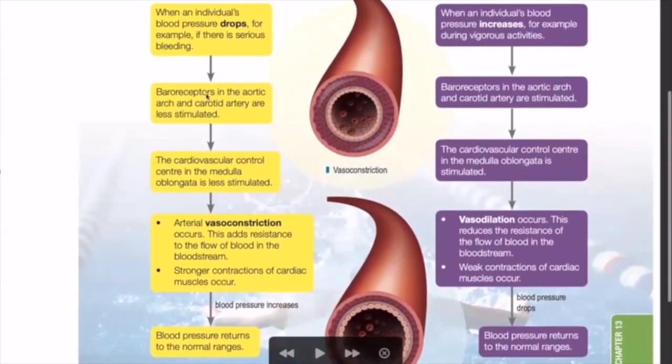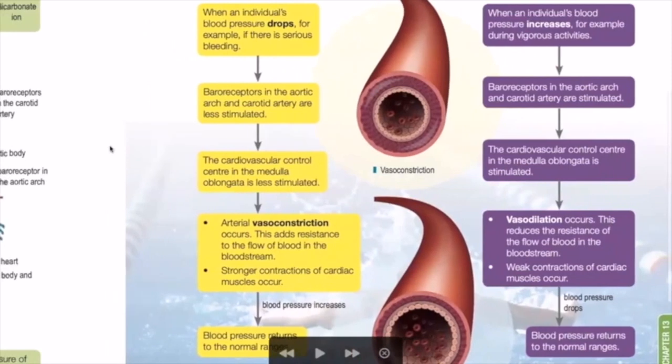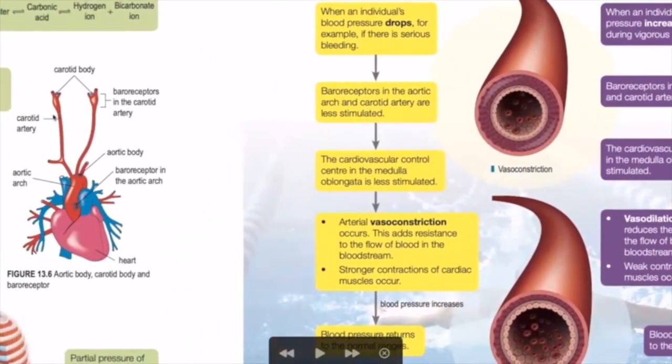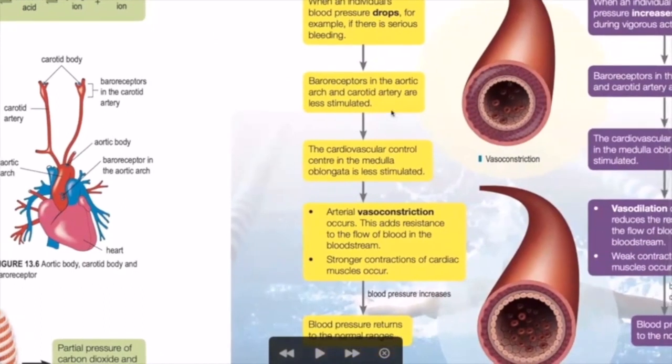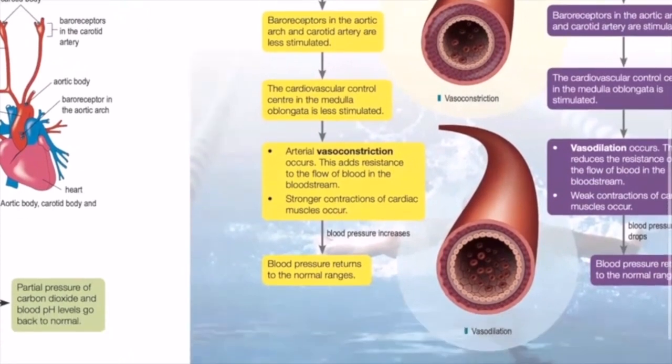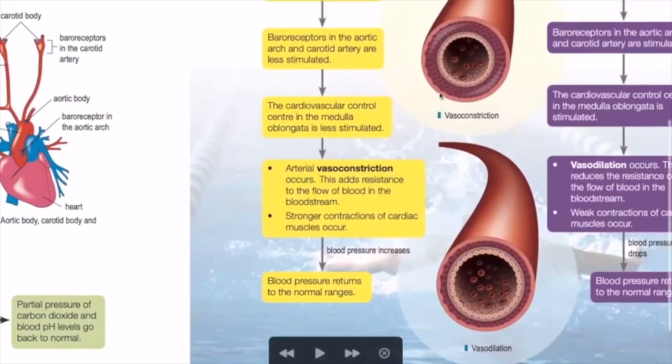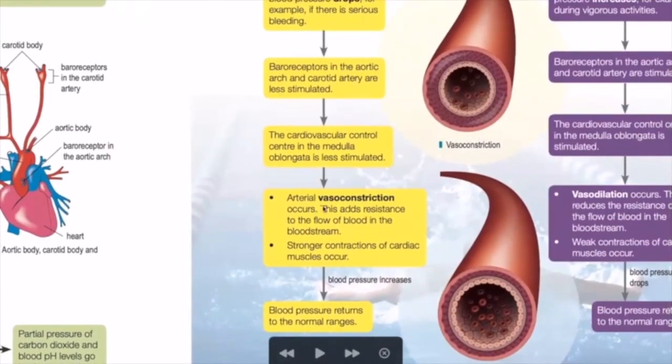Okay, apa jadi? So, baroreceptors in the aortic arch and carotid artery, maksudnya baroreceptor yang ada dekat sini dan juga dekat sini, okay, are less stimulated. Okay, bila less stimulated, apa akan jadi? The cardiovascular control center in medulla oblongata will be less stimulated. Dia less aktif lah. Less active. So apa akan jadi? Arterial vasoconstriction will occur.